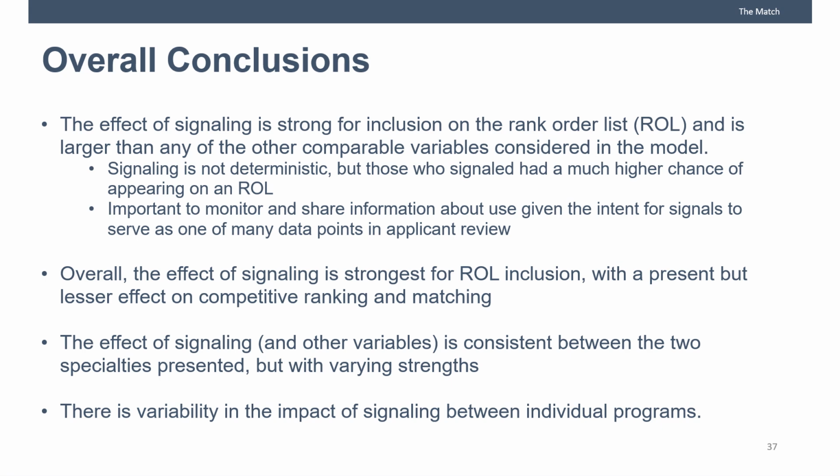We see individuals who do not signal still appear on rank order lists, for example, but those who did signal had a much higher chance of appearing on the roll. Given that, it's important to monitor and share information about the use of signals because the intent was for these tools to serve as one of many data points within the process of holistic review.